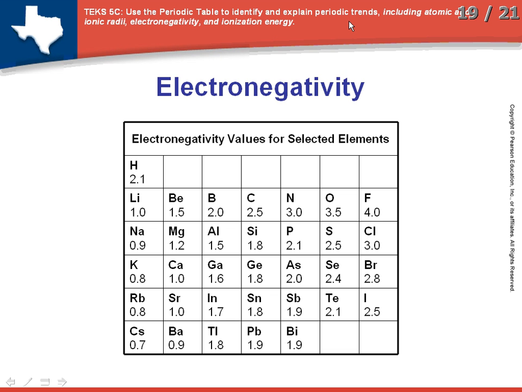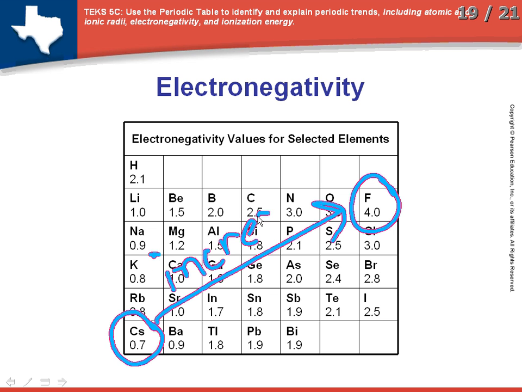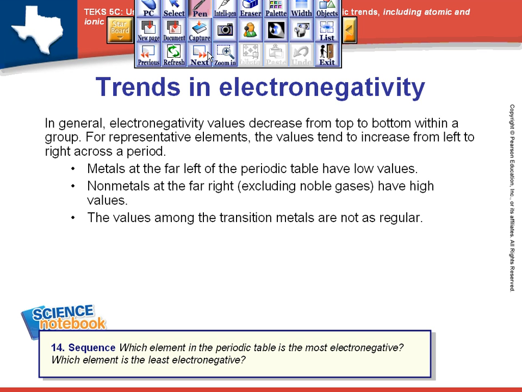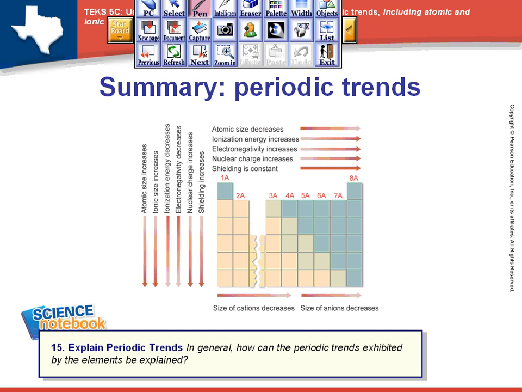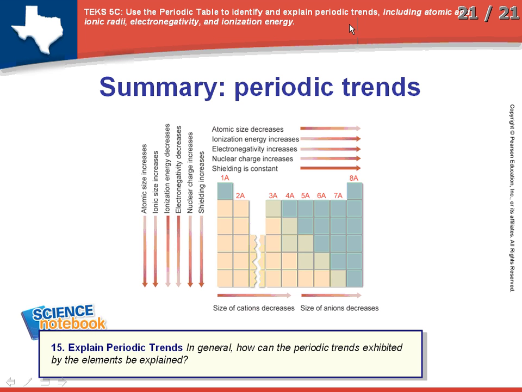So here are some electronegativities in general. Notice cesium in the bottom left corner of the periodic table has the lowest, and fluorine in the top right has the highest. So in general, it increases in a diagonal. The bottom left has the lowest, and the top right has the highest. Here is a summary of everything we just talked about. I would take a moment to pause this screen.